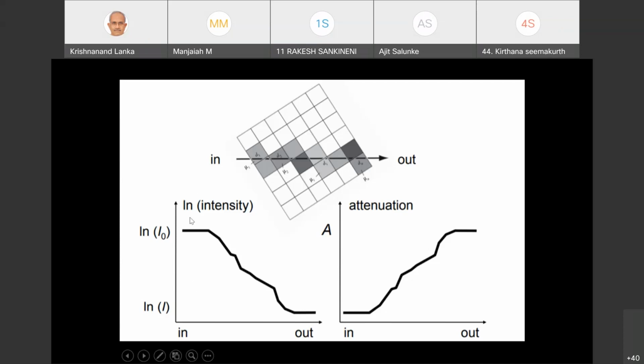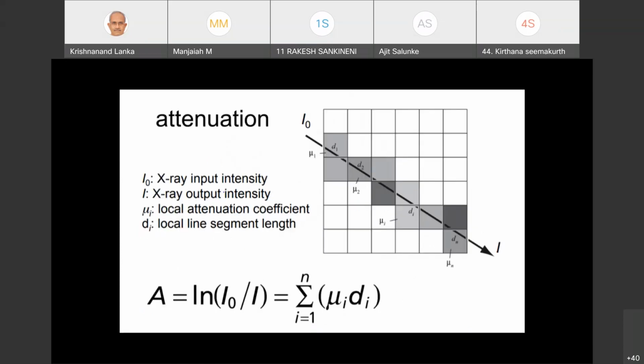So here you can see the intensity is coming down, but attenuation is going up. Attenuation means degradation of the beam. So naturally, when the intensity is going down, attenuation will automatically increase. That means there is a degradation in the beam. So this fact is used.